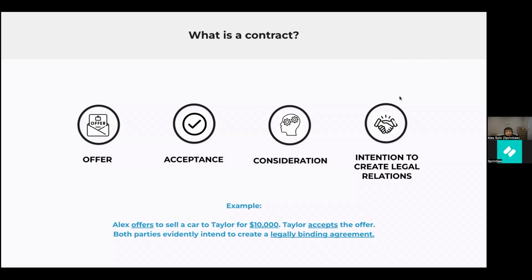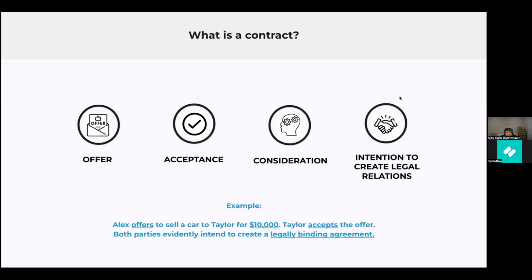So it's not necessarily just a gift. And finally, there has to be an intention to create legal relations. So it's not a casual arrangement, but there is some intention to create a binding arrangement there. There's a few other technical factors, like they need to have capacity, they need to be of sound mind, et cetera, et cetera. But these are really the 4 core elements to what a contract is.